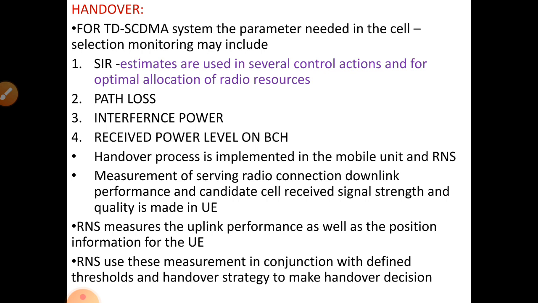As well, the RNS measures in conjunction with different thresholds, and based upon the different thresholds, it calculates the handover strategy. We already know that we are using two types of handover: one is soft handover and the other is hard handover. Based upon the threshold level, they determine the strategy, and based upon the strategy, they make the decision, which is either going for soft handover or hard handover.